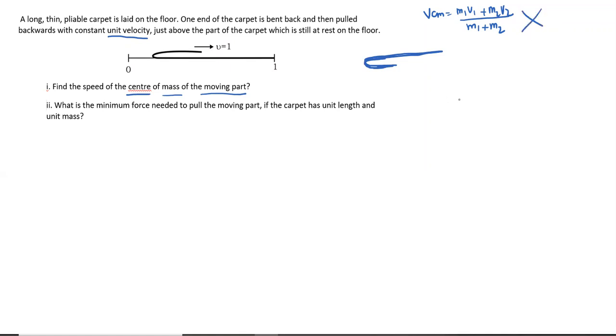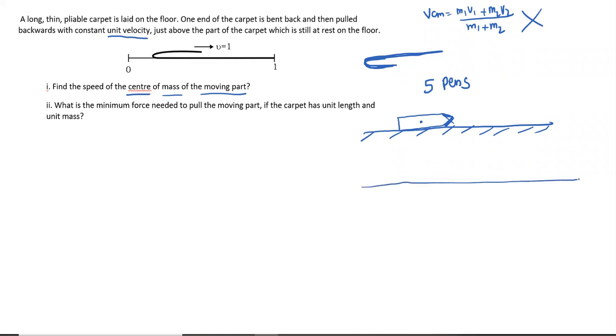To show you that, let's take 5 pens. I'm just placing a pen on a table. Consider this to be a pen, just placed on the table. I'm not doing anything. So the center of mass is somewhere here. Everyone will agree to that because it will be at the center of the pen, considering it is uniform.